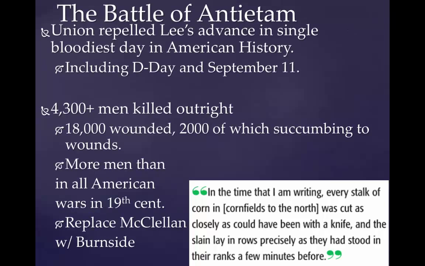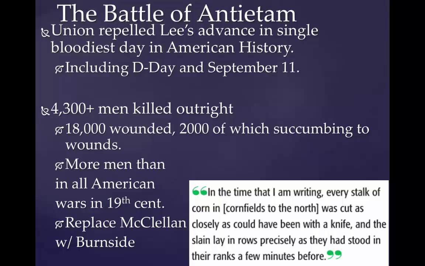And this is a big one. In fact, this is still the single bloodiest day in American history, and that includes D-Day in World War II and September 11th. The Union is actually victorious here. They repel Lee's advance, but the numbers are a big difference compared to what we were just talking about. Remember, we just said that the First Manassas had the largest number of American dead in one day just before at 800. So we're talking over 4,000 people just killed outright, and 18,000 more casualties on top of that, of wounded. So casualty can mean actually someone who is killed outright or wounded.